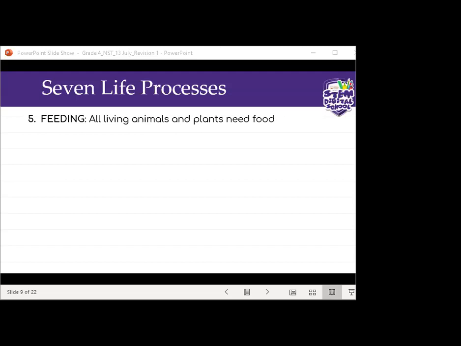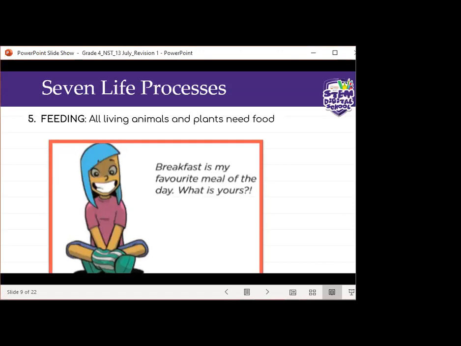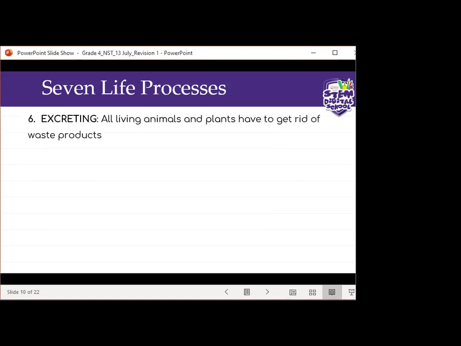So, guys, as you have heard, Tyron said that carnivores eat meat, omnivores eat both meat as well as plants, and herbivores eat plants. That is an example of feeding, and I hope you guys have had your breakfast. Next process is excreting. All living animals as well as plants have to get rid of their waste products. So I will need an example of excretion from, I can't pronounce this name.